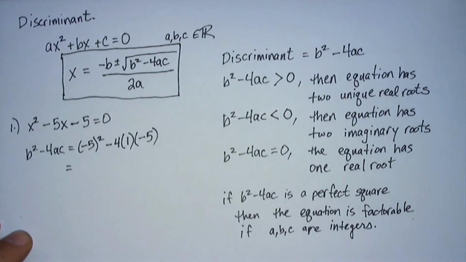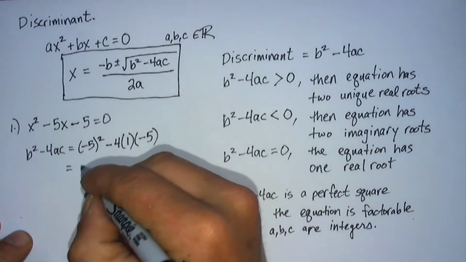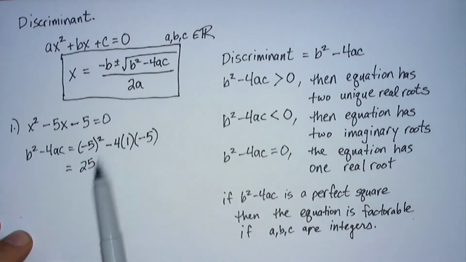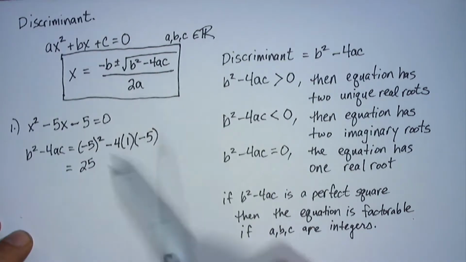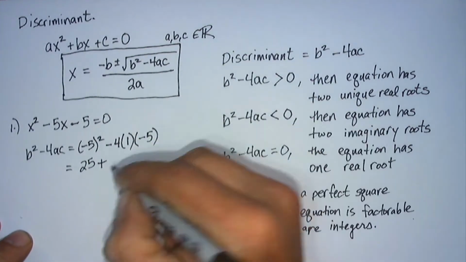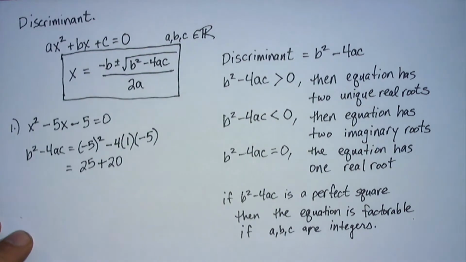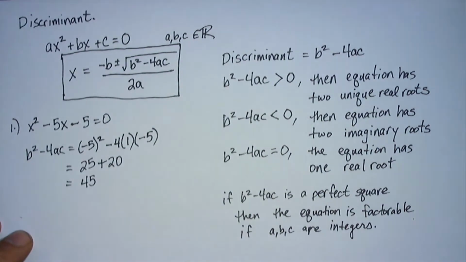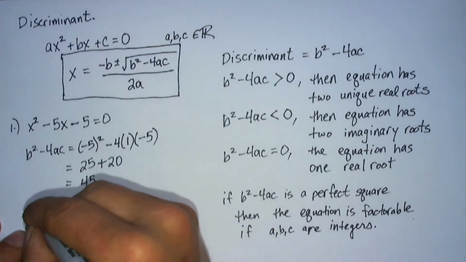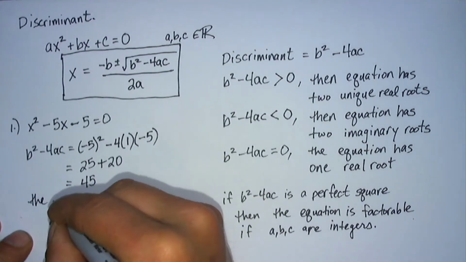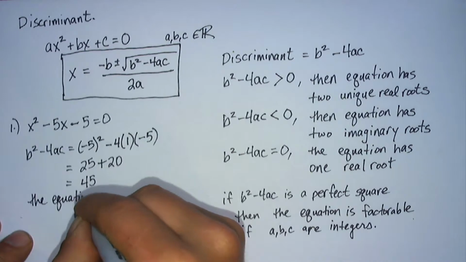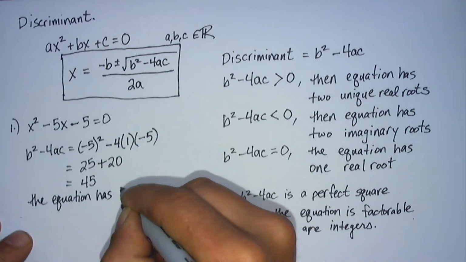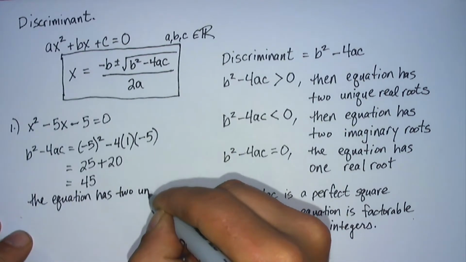So b squared minus 4ac equals negative 5 squared, which is 25. And then a negative times a negative is a positive, plus 20. And then 25 plus 20 is 45. So that is a positive number. It's greater than 0. Therefore, the equation has two unique roots.